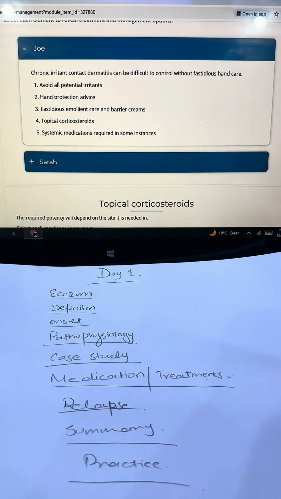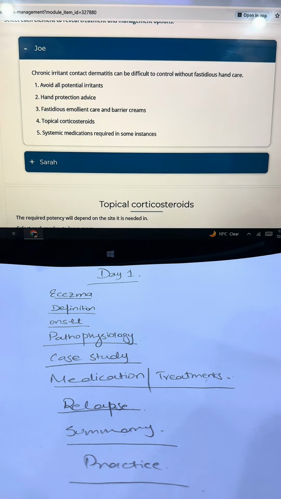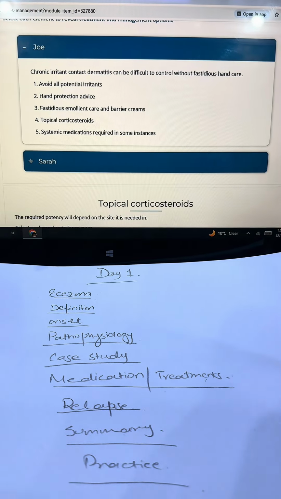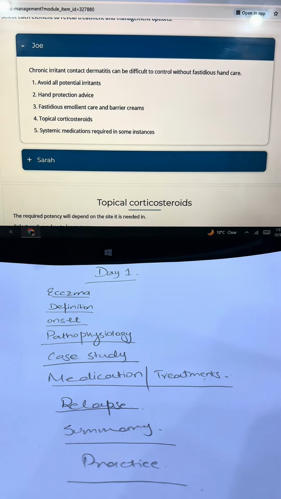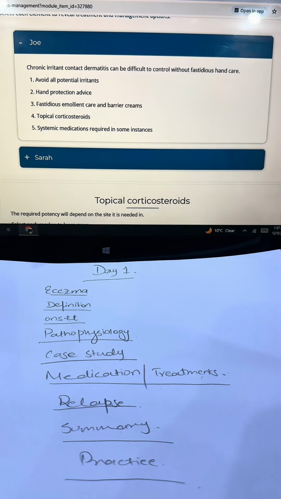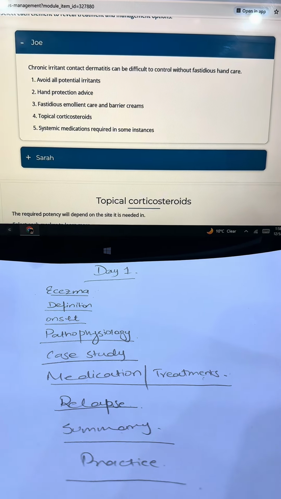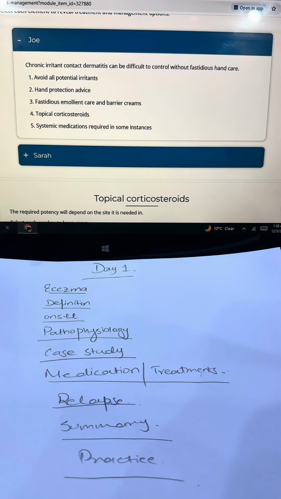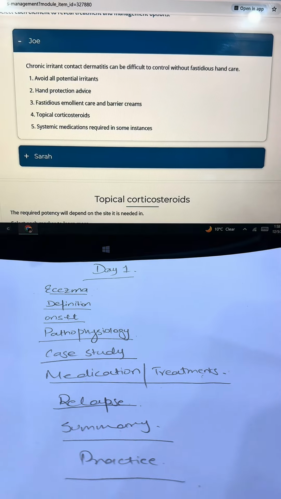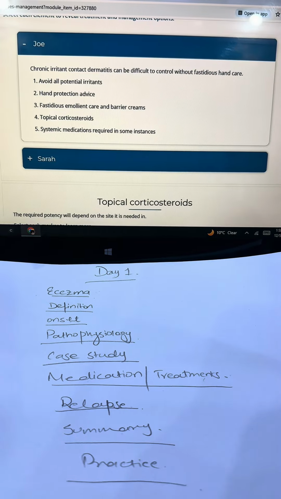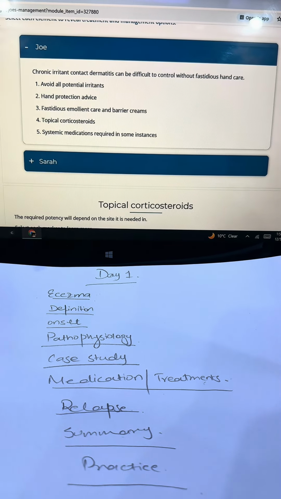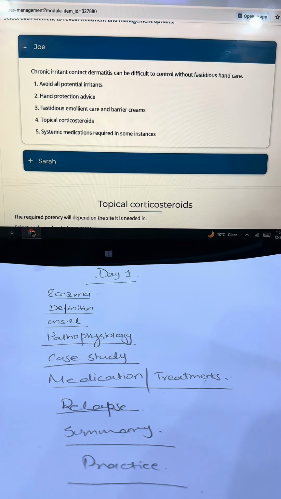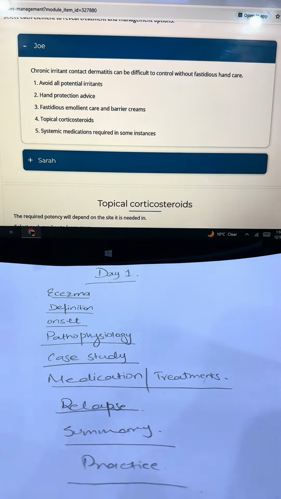In Joey's case, he is suffering from chronic irritant contact dermatitis. He must avoid all potential irritants because he is a nursing student. Hand protection advice: periodic emollient care and barrier creams. Apply zinc oxide mixture cream and topical corticosteroid; systemic medications are required intermittently.